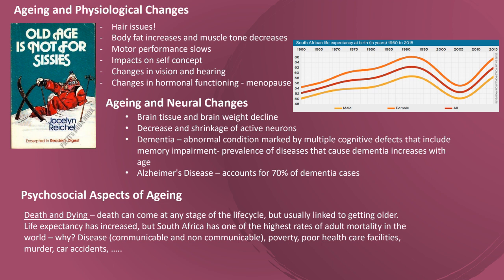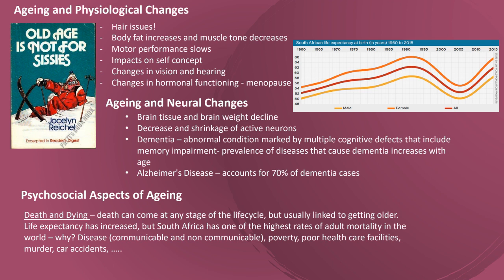Often there are neural changes in the brain. Our brain tissue declines, the brain weight declines. There's a shrinkage in our active neurons. People need to work hard to keep those brain neurons functioning. Older people should be doing crossword puzzles and keeping those neurons firing. Otherwise, they will decrease and shrink. Diseases such as dementia, which is cognitive deficits that include memory impairment, and the probability of those diseases increases with age.